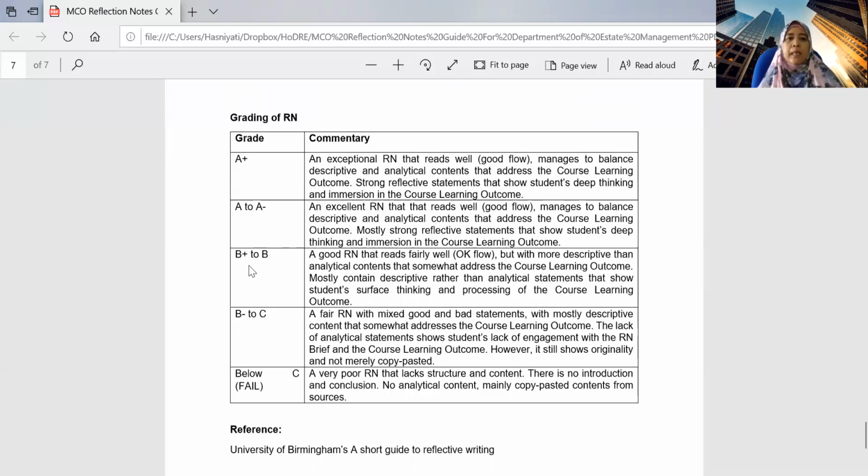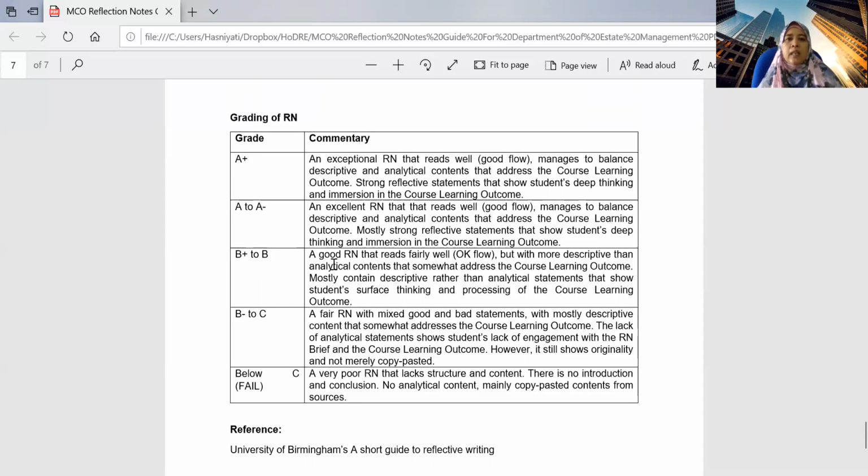Okay. B plus to B, okay, a good RN. So not excellent anymore, but a good RN that reads fairly well. The flow is okay, but with more descriptive than analytical content. So anything that has more description rather than analysis, we put it here, B plus and below. Okay, so anything that has a balance of descriptive and analytical is A minus and above.